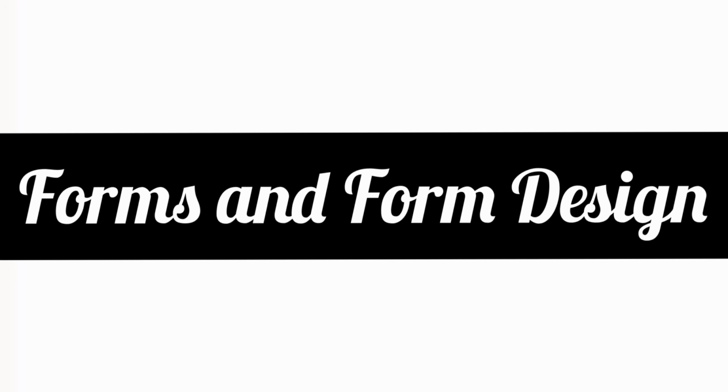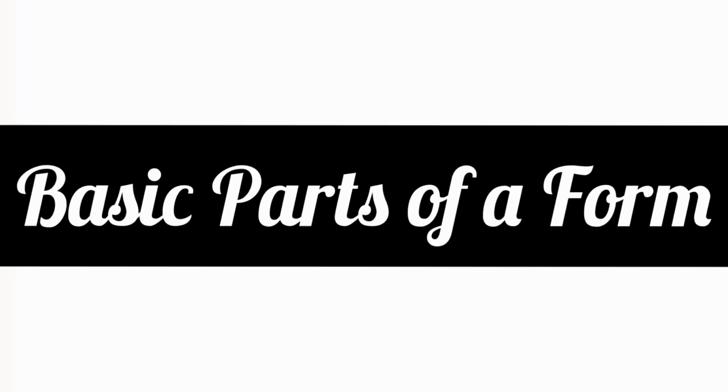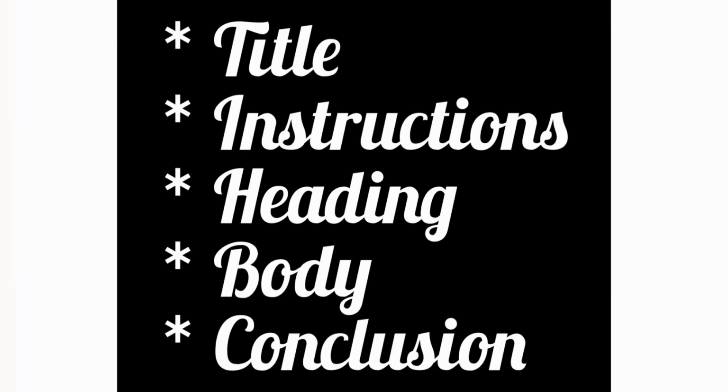Forms and forms design. First topic, basic parts of a form. There are 5 basic parts of a form: title, instructions, heading, body, and conclusion. The title identifies the form. It should be as descriptive and as brief as possible. Examples are purchase order, memo, sales order, etc. The title usually is centered at the top of the form.